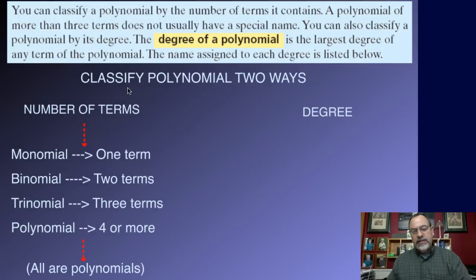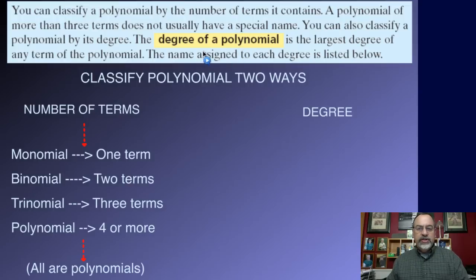Now the second way that we can classify a polynomial is by the degree. We talked about how to determine the degree of each monomial. How do you determine the degree of a bunch of monomials that are added together?